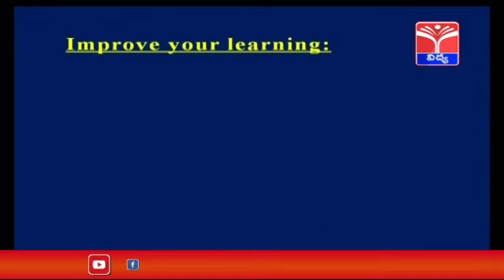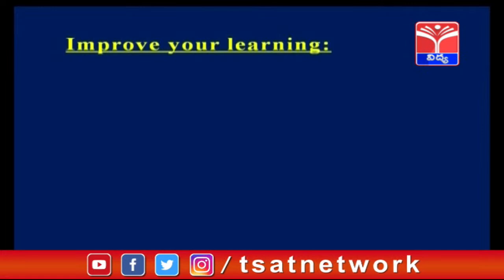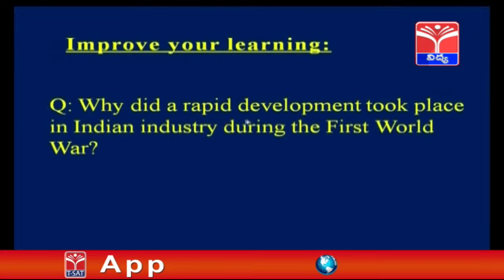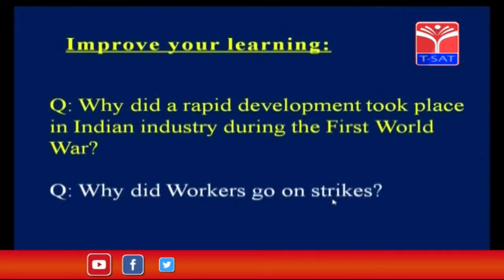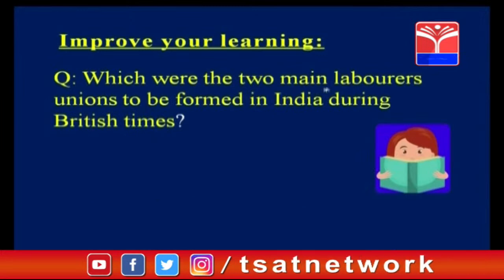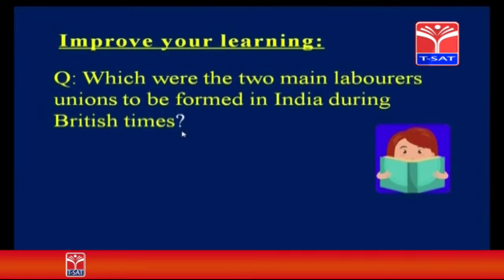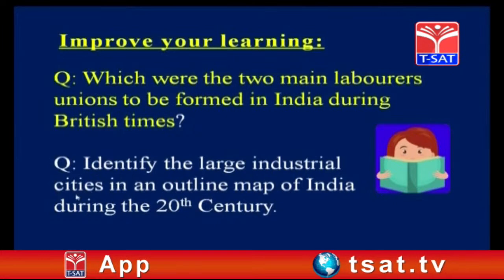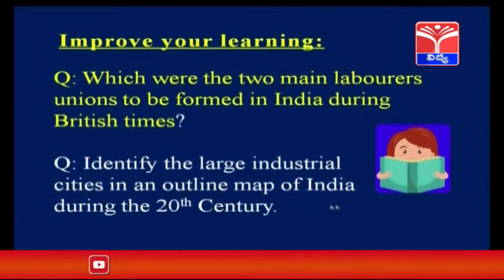Now here are some important questions you need to read the textbook thoroughly and find out the answers and try to answer. Why did a rapid development take place in Indian industry during the First World War? Why did workers go on strikes? Which were the two main labourers' unions to be formed in India during British times? And lastly, identify the large industrial cities in an outline map of India during the 20th century.